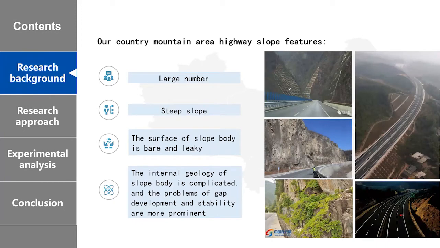China is a country with frequent geological hazards, and the serious hazards of highway slopes are related to economic development, traffic, production, and the safety of people's life and property. The mountain area highway slope features a large number of steep slopes. The surface of the slope body is bare and leaky. The internal geology of the slope body is complicated, and the problems of gap development and stability are more prominent.